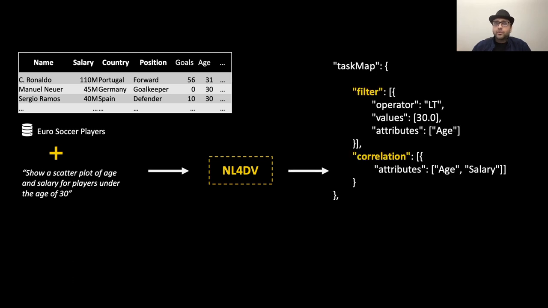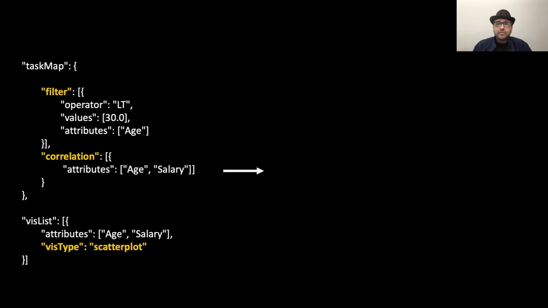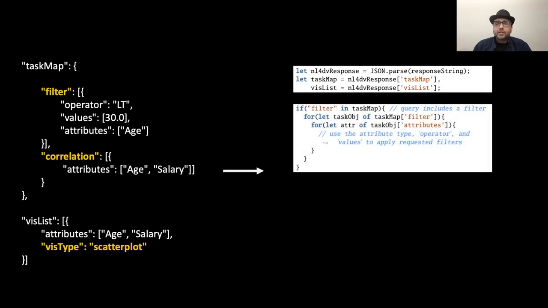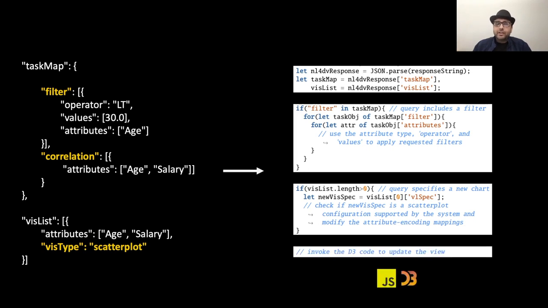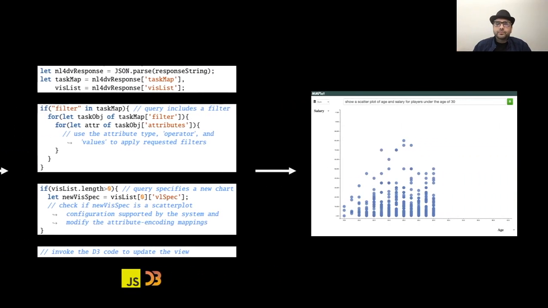NL4DV infers two tasks, filter and correlation, and recommends a scatterplot visualization. We then parse the task map to detect and apply the filter requested as part of the query. We also parse the VisList object to see if the Vega-Lite specification is that of a scatterplot and accordingly modify the attribute encoding mappings. Finally, since this is a D3 based visualization, we invoke D3 code that updates the view.